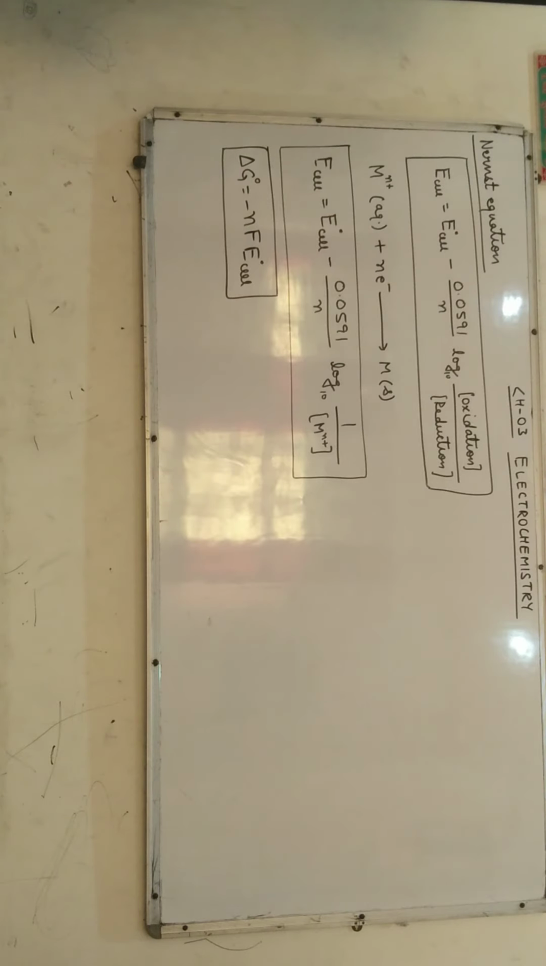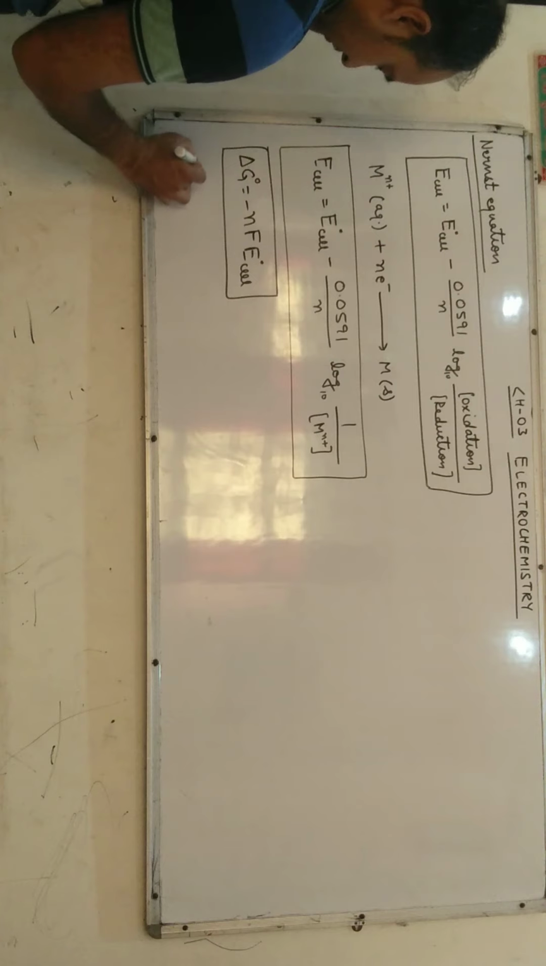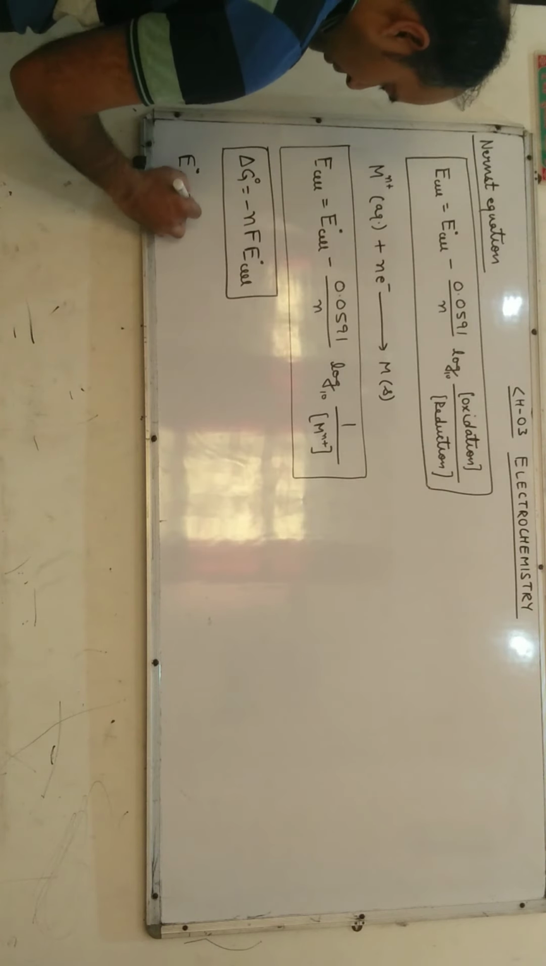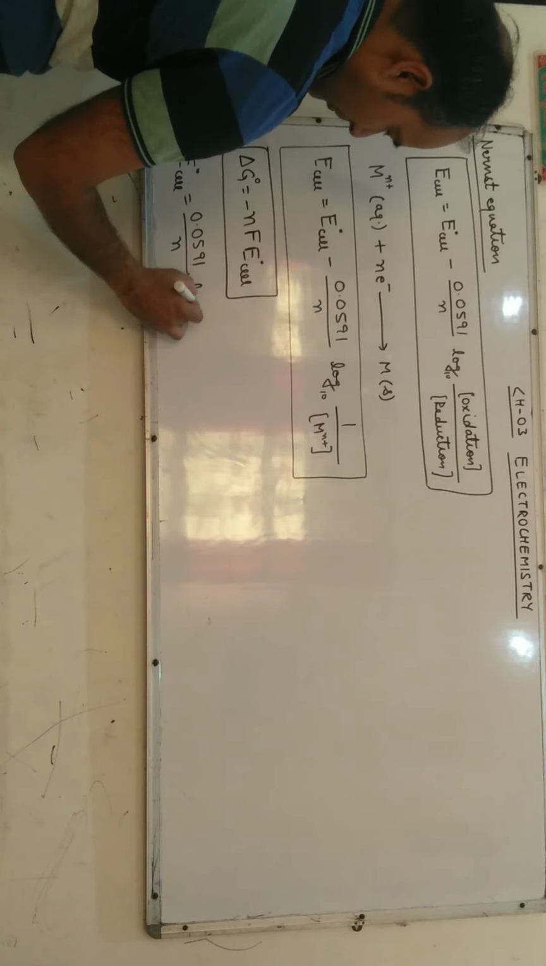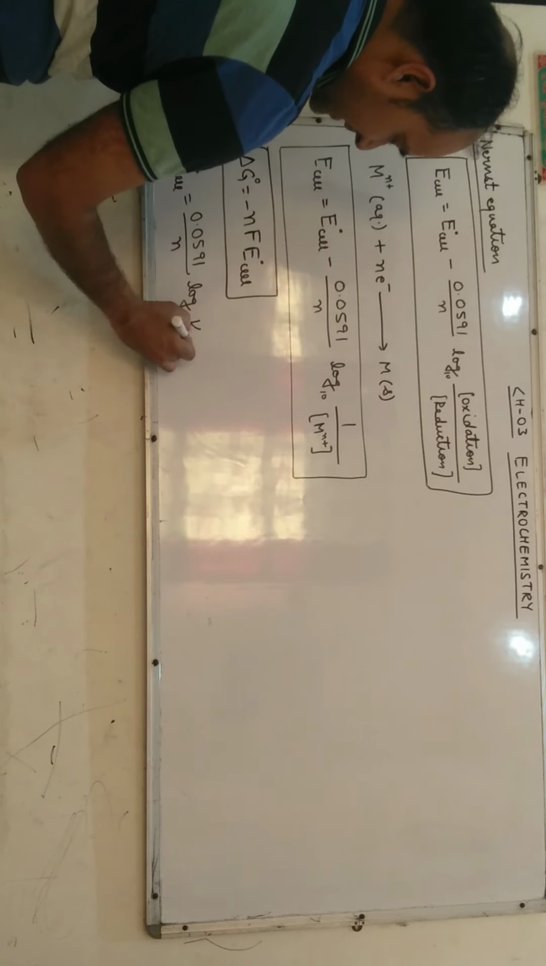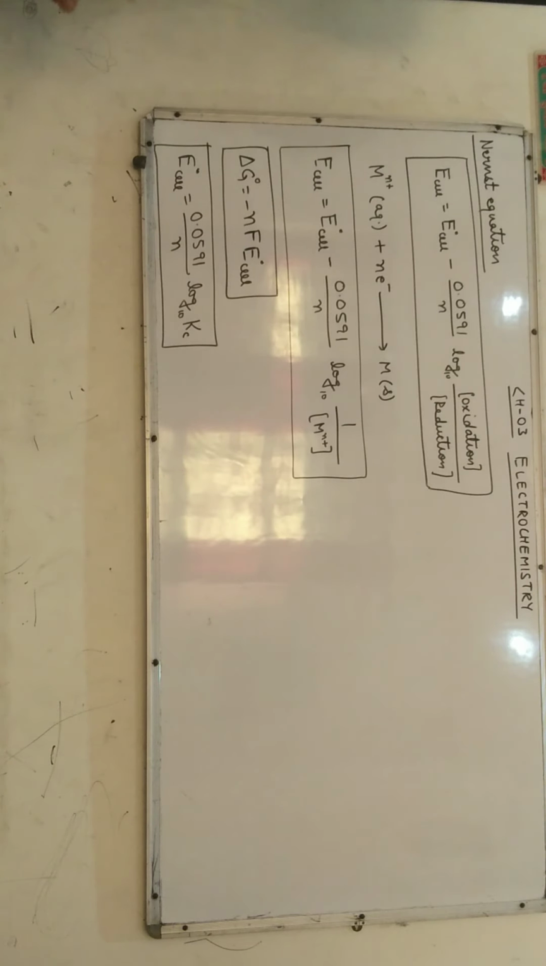Now there is a relationship between E naught cell and equilibrium constant. It is E naught cell is equal to 0.0591 upon n log base 10 Kc. Here Kc is the equilibrium constant, and n is the number of electrons lost or gained. Now let us review further.